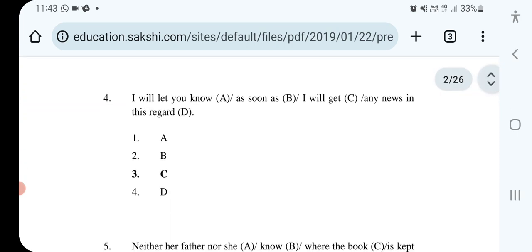Fourth one is I will let you know as soon as I will get any news in this regard. I will let you know as soon as I get. So option C is the right answer. I will get should not be there, it should be I get.